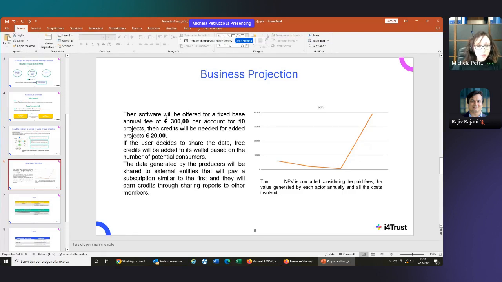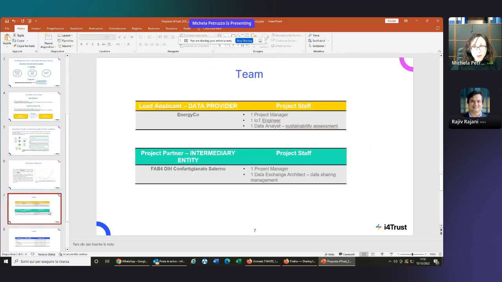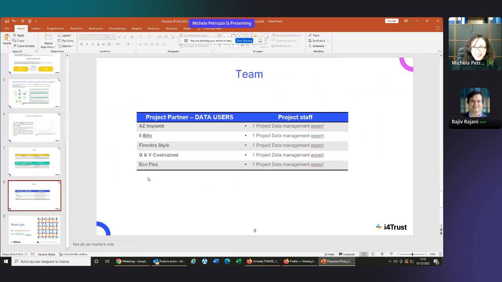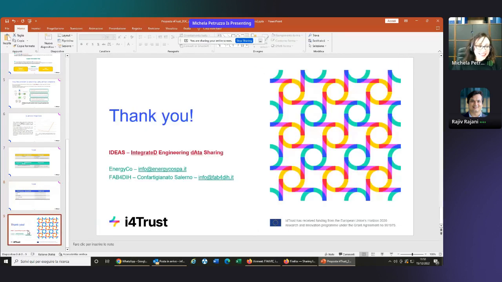Here we have a business projection. There will be a software which will be offered, and if the user decides to share data, they will gain credits. This is the projection in monetary terms, to monetize the model. So the project staff will be made up of IoT engineers, data analysts, and yes, this is the consortium.